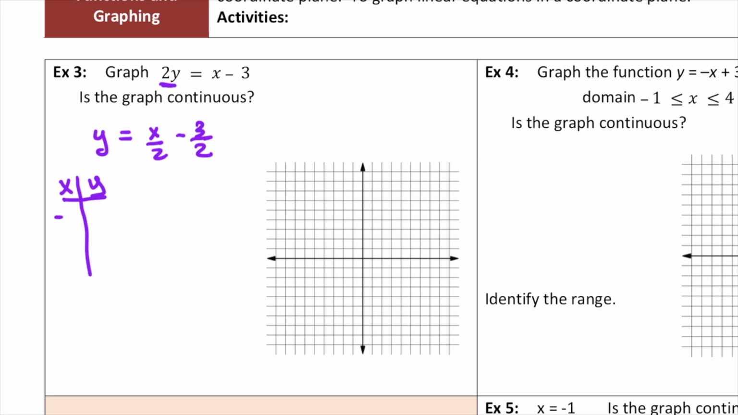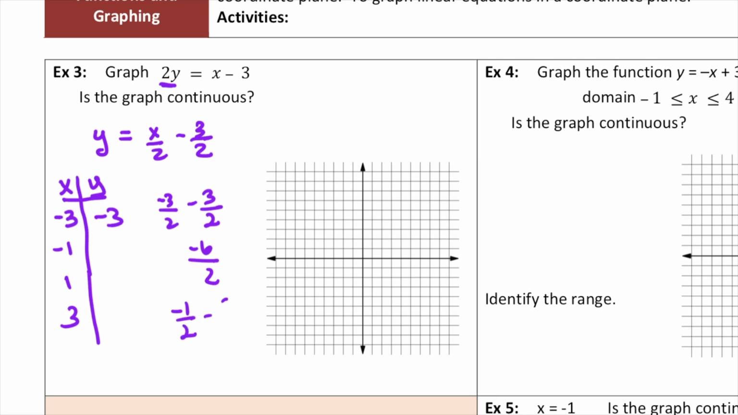If I choose a couple of odd values, -3, -1, 1, and 3, it's going to work out nicely for us. Substitute -3 over 2 minus 3 over 2. That's -6 over 2 or -3. Substitute -1 in. I will get -1/2 minus 3/2, which gives you -4 over 2, or look at that, a lovely -2. Now, when you substitute 1 in, you will get a -1, and 3 will give you 0.